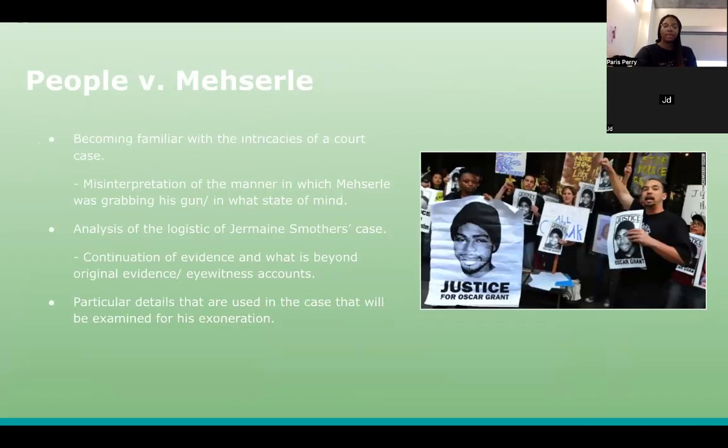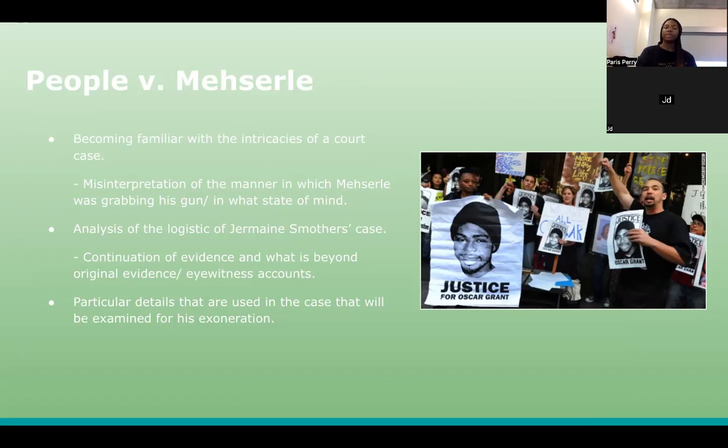And then the last BLM artifact I'm going to talk about is the People versus Mercil. Actually, this is a closed court case, but it helped me with my open court case because it allowed me to become more familiar with the legal jargon. I was kind of lacking in that field. I'm not familiar with a lot of the legal forms of an open court case, and it's a little difficult for me to read those. So I think becoming familiar with how they use this in a trial, and the intricate details that they pick out of each and every trial, like the manner in which Mercil grabbed his gun and what state of mind he was in, that was basically the basis for the entire trial.